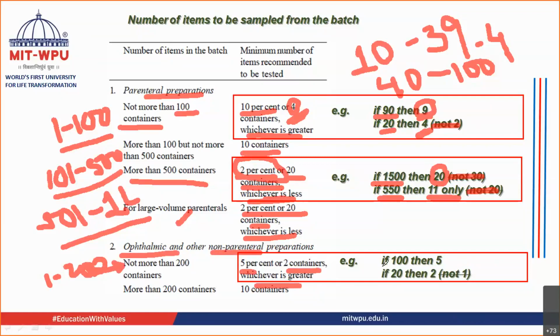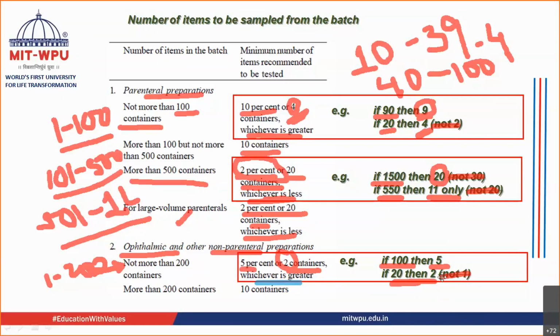So if there are 100 containers, then you are going to take 5 containers, that is 5%, right? Between 1 to 200, I have taken 100 containers. So if there are 100 containers, you are going to take 5 containers. And if there are 20 containers, what is 5% of that? It is 1. But you are not going to take one container. In that case, you are going to take 2 containers, because whichever is greater you are going to take.